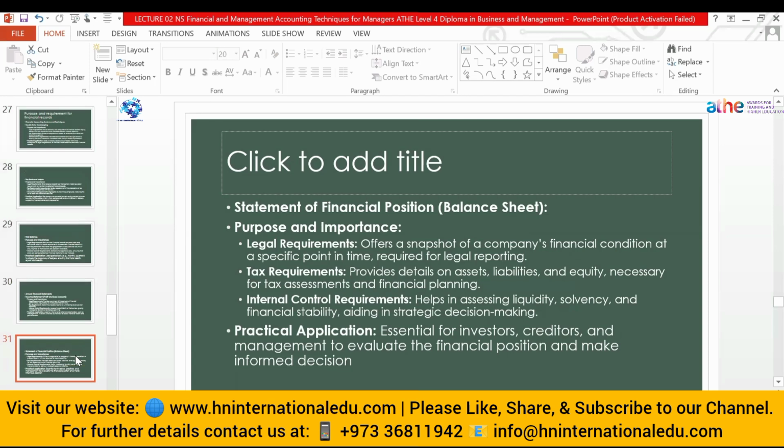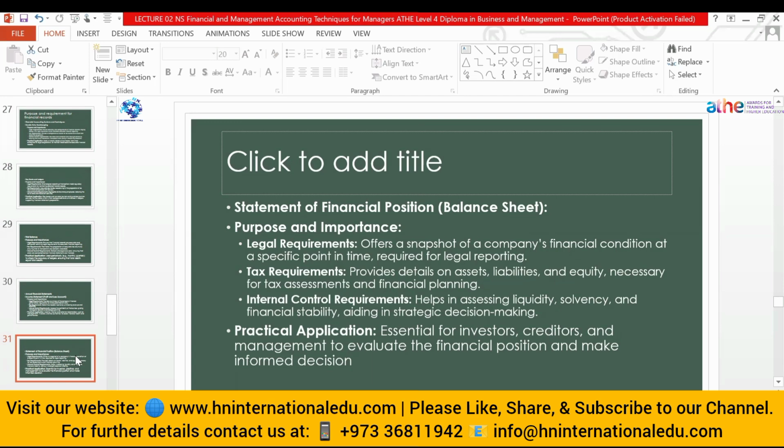Balance sheet offers a snapshot of a company's financial condition at a specific point in time, required for legal reporting. That is, after every year, at the end of the year, you're going to present the statement of financial position, because the stakeholders are interested in the organization and your company is listed at the stock exchange. People eagerly want to know the performance of your organization so that they can buy the shares. Provides details on assets, liabilities, and equity, necessary for tax assessments and financial planning.